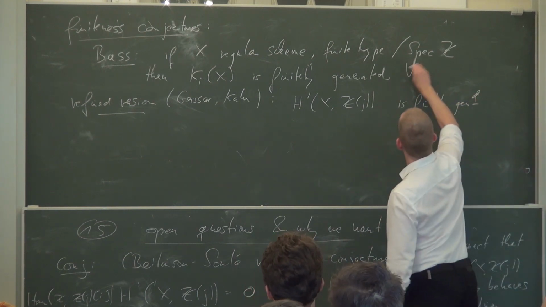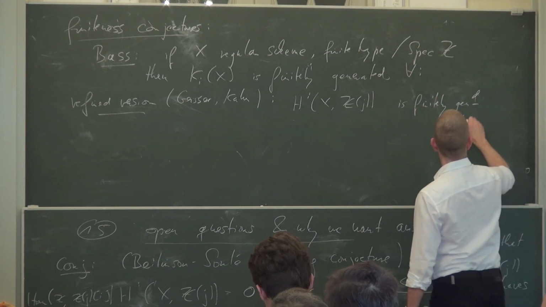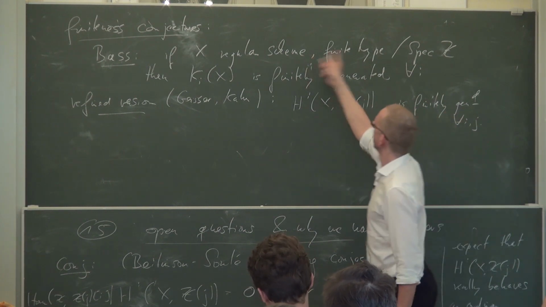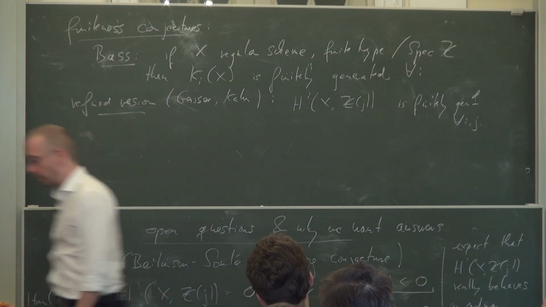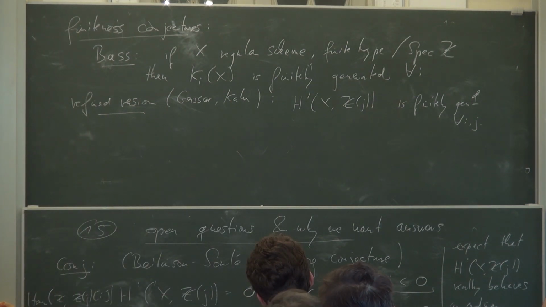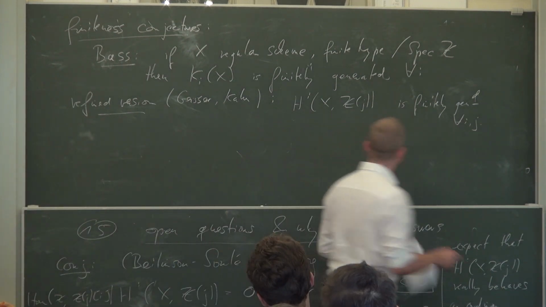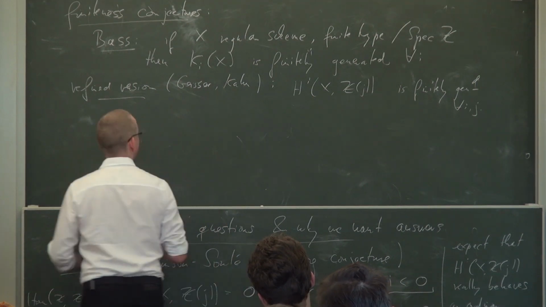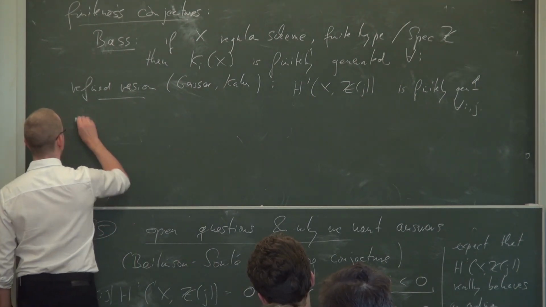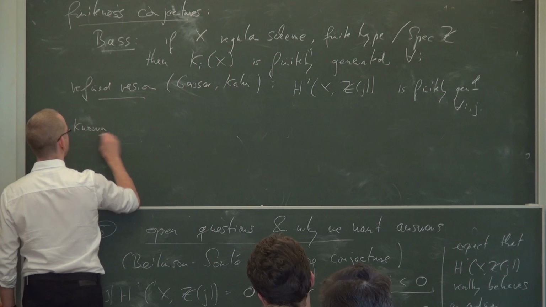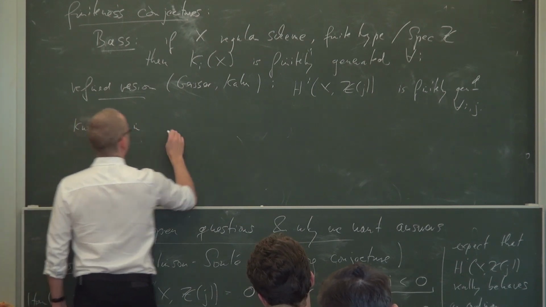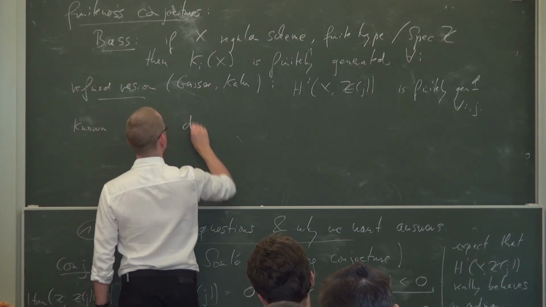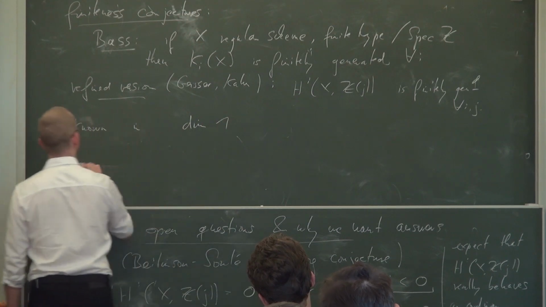Well, here it should of course mean for all i and j, in this situation that we look at a regular scheme of finite type over the integers. Let's not worry really about how to define these things. And one of the things that I can say is that we know this. Yeah, let's say dimension 1.